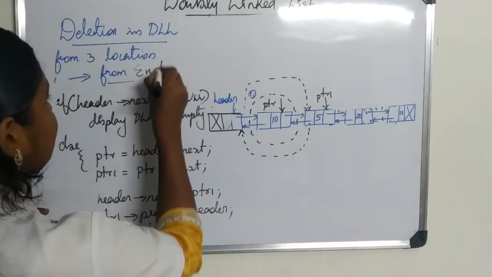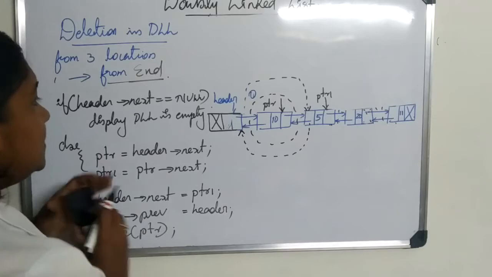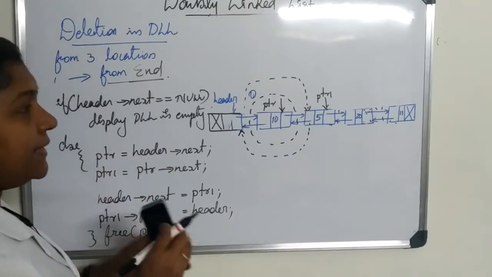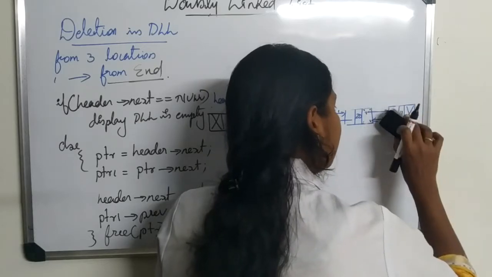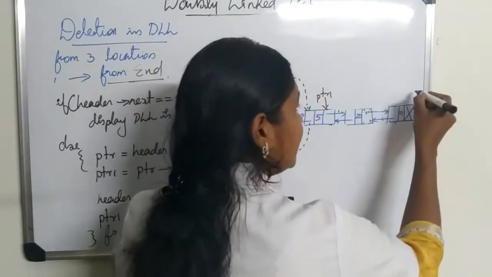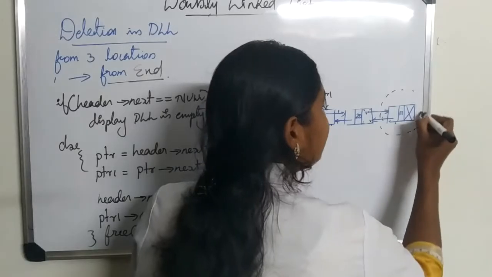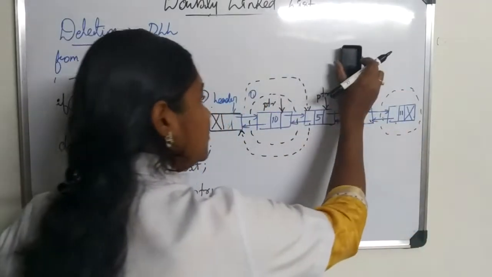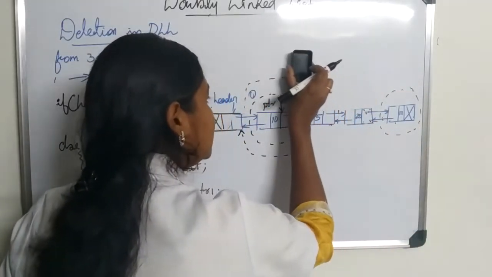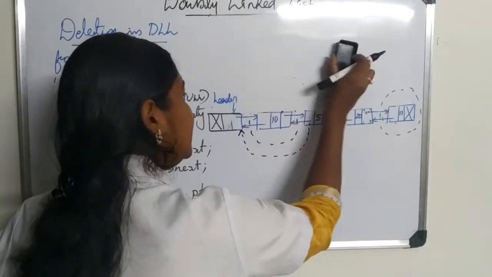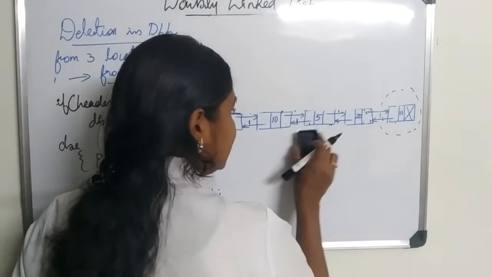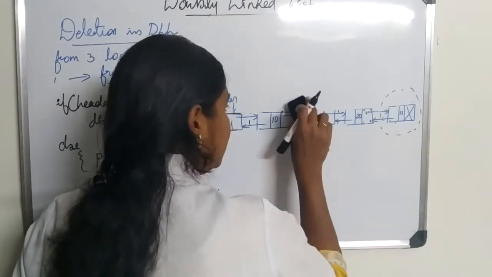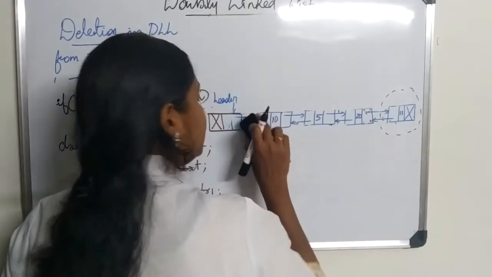I'm writing with black ink itself. In deleting from the end, which is the node we are going to delete? That would be the element 11 containing node, right? So let me rub all these things, which was our first case. We already handled our first case. Next we are considering the deletion of a node from the end.